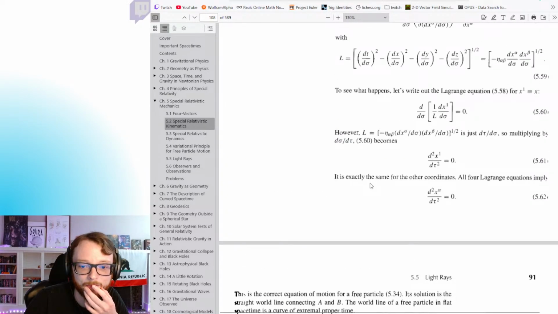I guess the sign issue wouldn't matter for the time component. The sign would be flipped, but it's equal to 0 anyway.